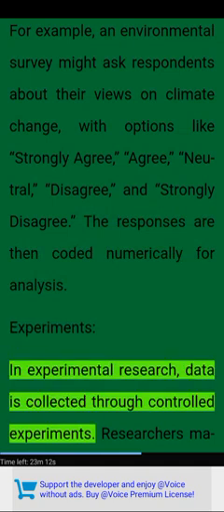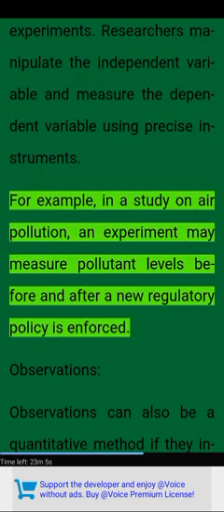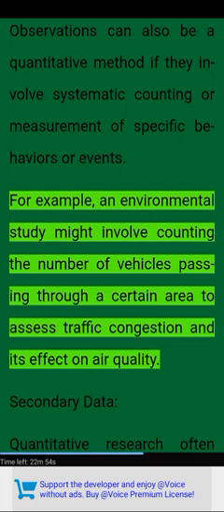Experiments. In experimental research, data is collected through controlled experiments. Researchers manipulate the independent variable and measure the dependent variable using precise instruments. For example, in a study on air pollution, an experiment may measure pollutant levels before and after a new regulatory policy is enforced. Observations. Observations can also be a quantitative method if they involve systematic counting or measurement of specific behaviors or events. For example, an environmental study might involve counting the number of vehicles passing through a certain area to assess traffic congestion and its effect on air quality.